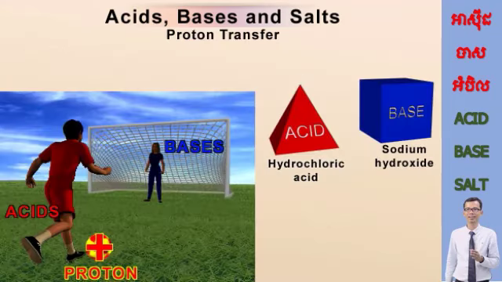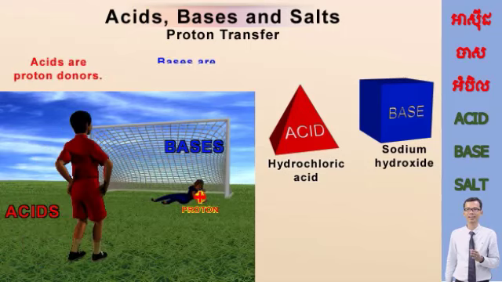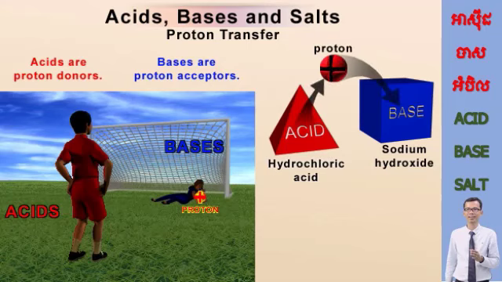Most acid-base chemistry involves the transfer of protons from one compound to another. Acids are compounds that donate protons. Bases are proton acceptors. Acids and bases react with one another to form compounds known as salts.